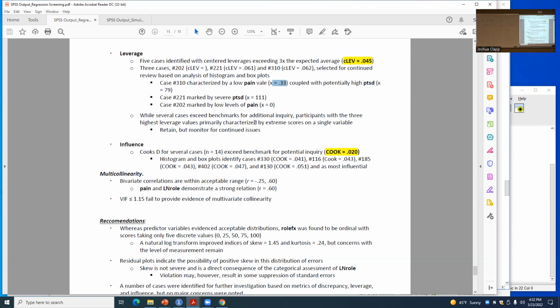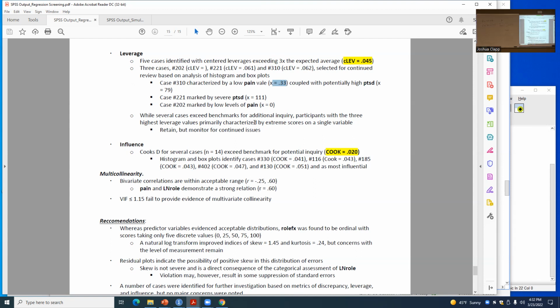If it was something that was egregious, what we would do is kick that person or those people out, and then have to go through and look at it again. Once we've gone through and thrown things out, it changes the whole thing, right? So now we could have new stuff. So we're saying we're retaining, but we're going to monitor these folks, right?